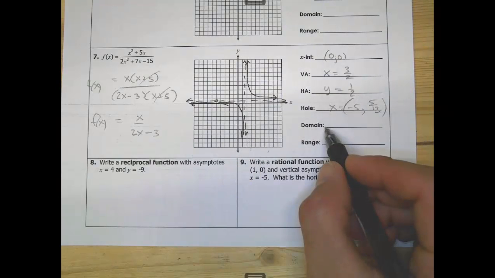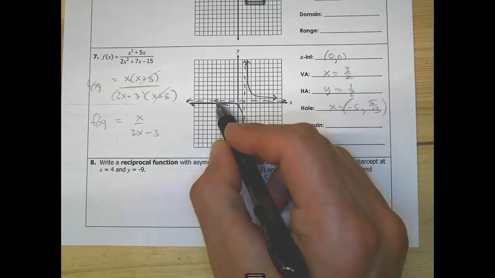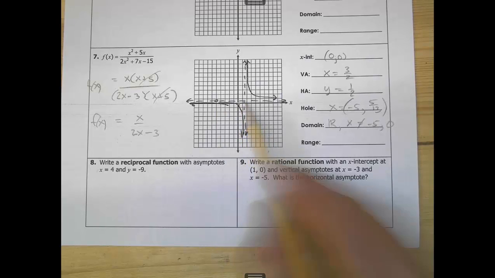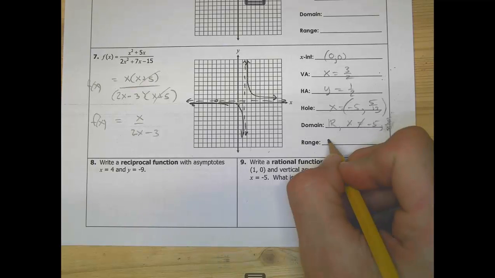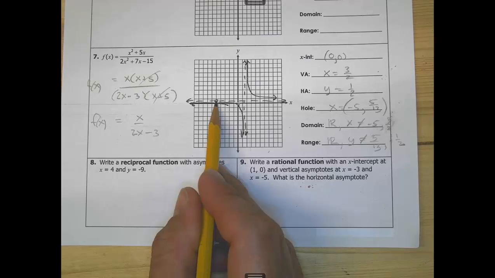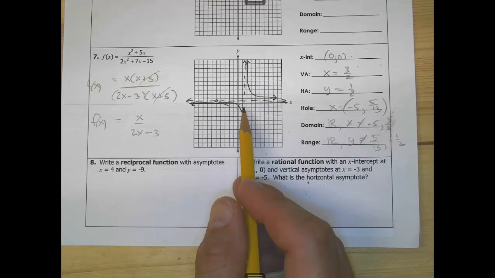All right, so the domain then is going to be all real numbers except for this asymptote and this hole. Hole's at -5, asymptote is at 3/2. And then the range, all real numbers. Y can't be equal to 5/13, our hole, and then also 1/2, our horizontal asymptote.